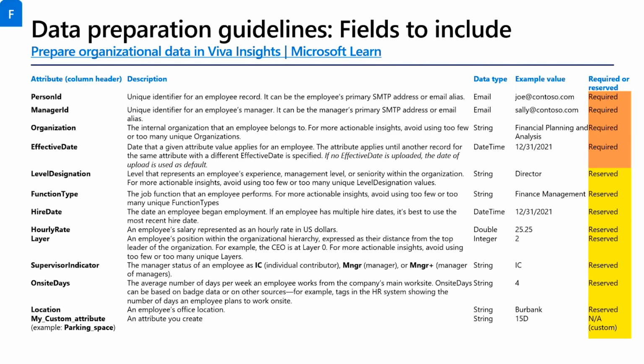So speaking of what's required and what's not required, there are 4 fields that are required: the person ID, manager ID, the organization field, and the effective date. Those are the only required fields. Anything else will be up to you if you want to upload it. We typically see, if you're going to have a data team doing advanced analytics, they typically want to see additional fields like function type, level designation, a supervisor indicator. You have, I think, over 100 different fields that you can upload.